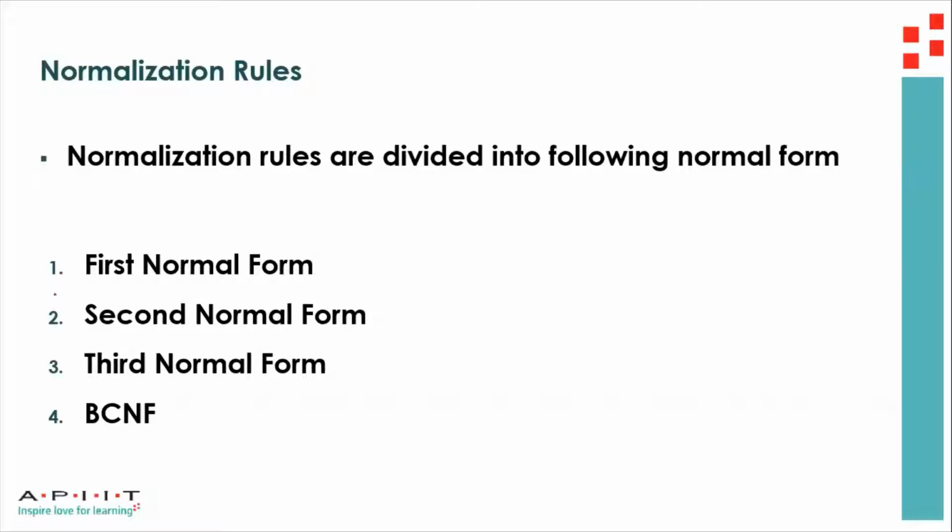So we have four normalization rules, normal forms, right? First normal form, second normal form, third normal form, and the BCNF. We can write these in a shorter way: first normal form, we can write it 1NF. And second normal form, this is how we are supposed to write it, and the third normal form, it is like this.